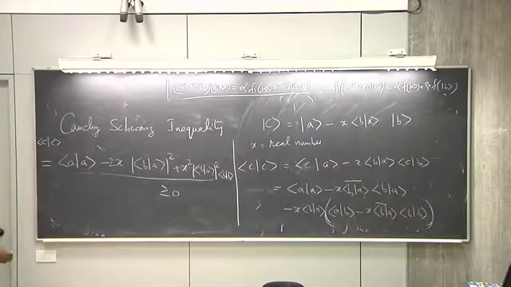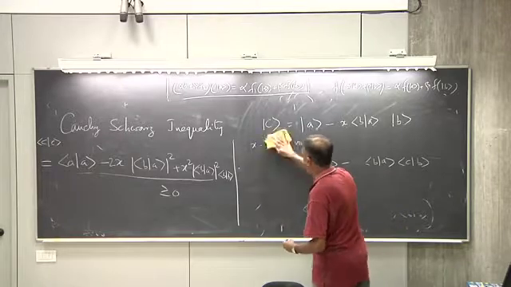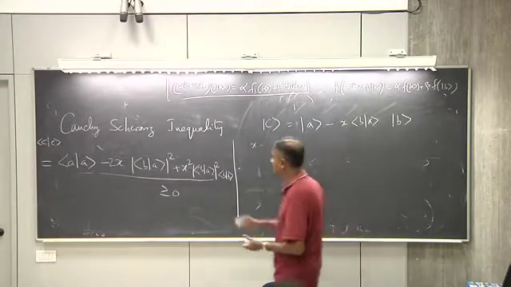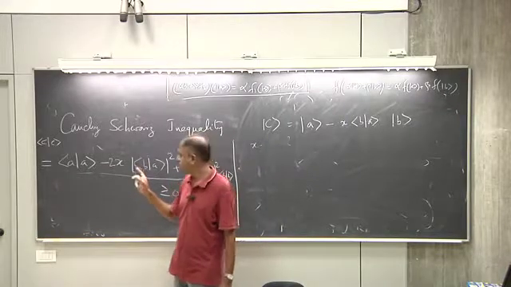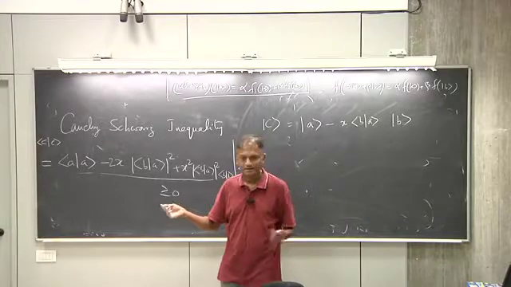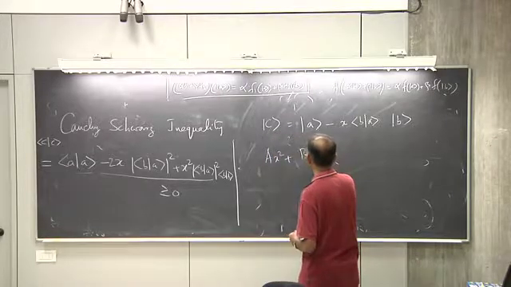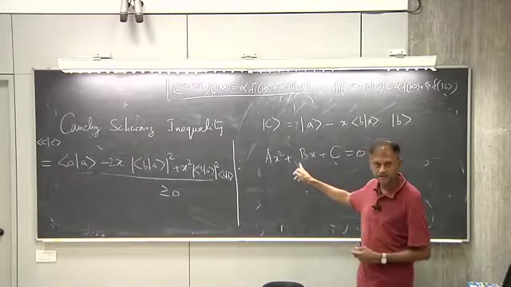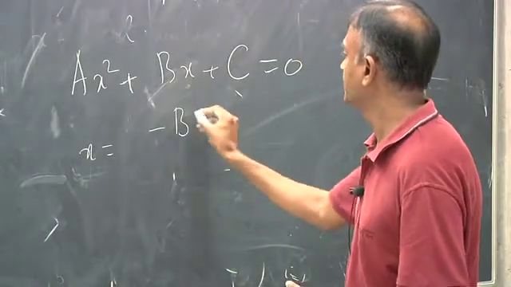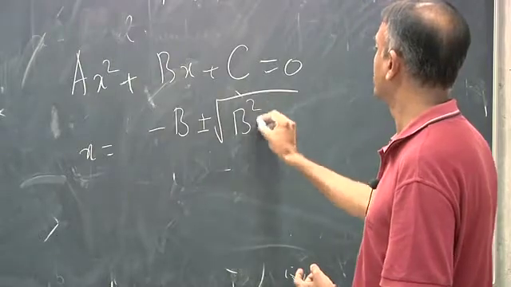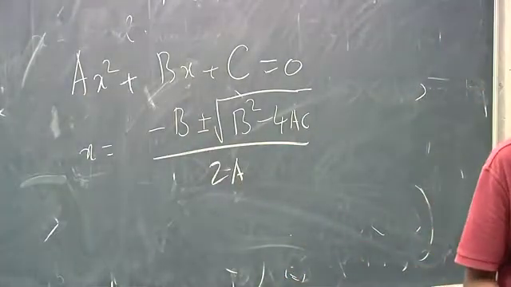But how is that possible? Let us try to see when this can be 0. This is a quadratic polynomial in x, so I can try to solve for x. Remember, in general if I have a quadratic equation ax square plus bx plus c equal to 0, there are 2 solutions, and the solutions are simply x equal to minus b plus minus square root of b square minus 4ac, divided by 2a.